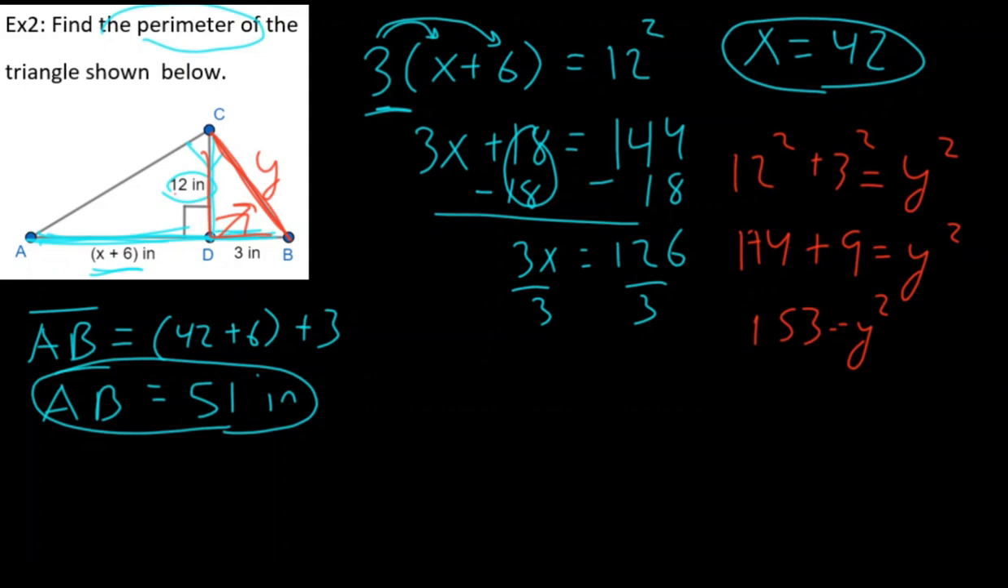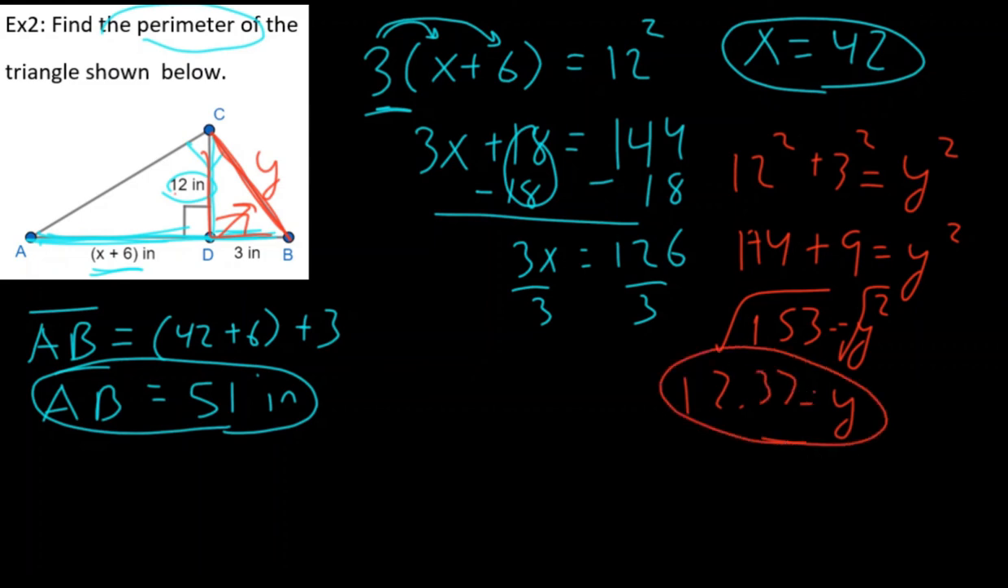And in order to get rid of a square, what do we have to do? The opposite of a square is the square root. This is something that you will need your calculator for. This is a-okay to use it. So you can flip your phone sideways, and we'll type in 153, hit the square root button, and we'll see that y is equal to 12.37. Now remember, y is technically CB, which is equal to 12.37 inches.